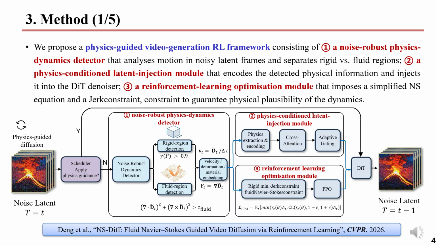Concretely, NS-Diff is composed of three modules. First, a noise-robust physics dynamics detector that analyzes motion directly inside noisy latent frames and separates rigid from fluid regions. Second, a physics-conditioned latent injection module that encodes the detected physics, velocity, deformation, material embeddings, and injects it into the DiT denoiser through cross-attention. Third, a reinforcement learning optimization module that imposes the simplified Navier-Stokes equation on fluids and the minimum jerk constraint on rigid bodies, using PPO with an adaptive gating scheduler that decides when to apply physics guidance.